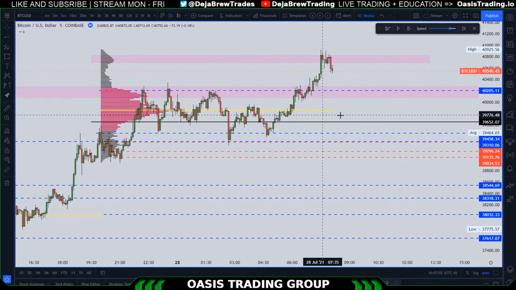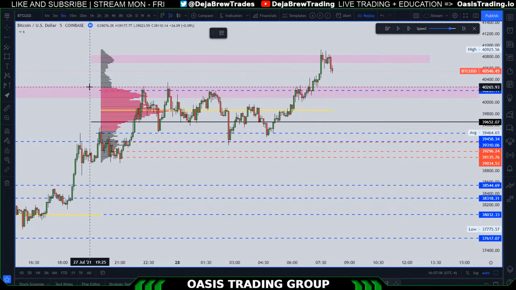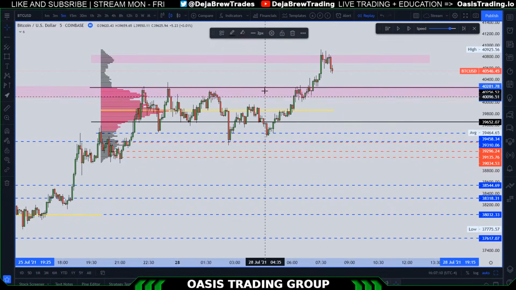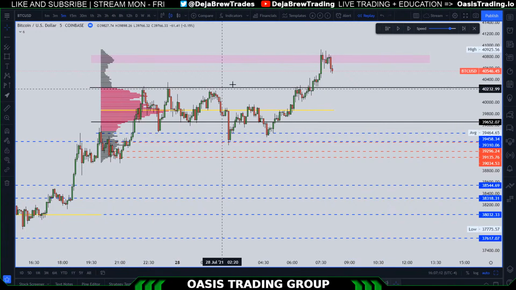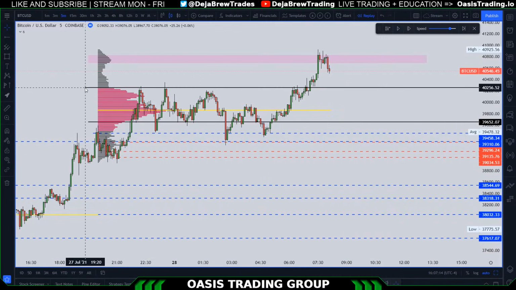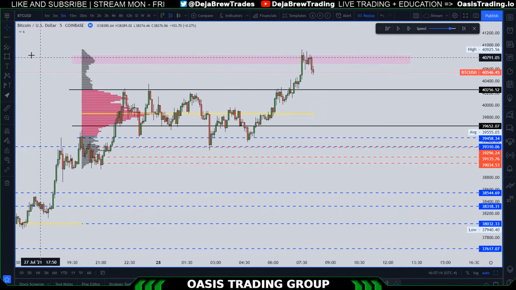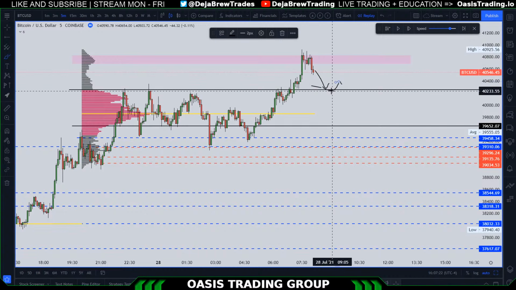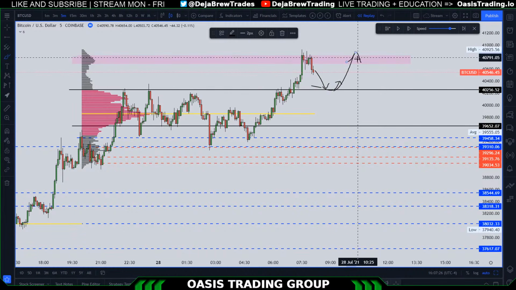So what we want to pay attention to is the value area high. Let me get rid of this. Let's get rid of this as well. So there's our value area high. That's what we want to pay attention to. So if it pulls back to retest the value area high, and then it shows signs of support, that is very bullish. Then you could take that as a trade up to the node.